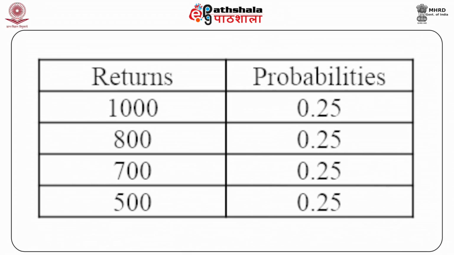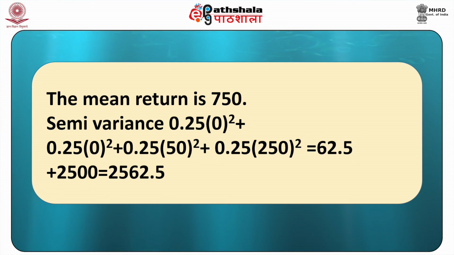For example, if we take an investment that can generate these returns shown in the table with respective probabilities, the semi-variance can be calculated in this way. Now, the mean return is 750. Semi-variance is equal to 0.25 multiplied by 0 square plus 0.25 multiplied by 0 square plus 0.25 multiplied by 50 square plus 0.25 multiplied by 250 square, which is equal to 62.5 plus 2500, which is equal to 2562.5.